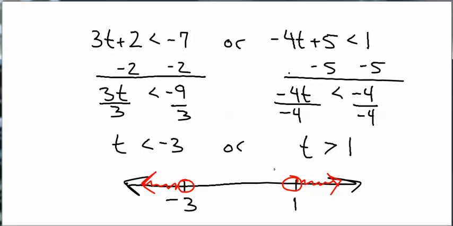Any questions? All right, page 220. Ten through 27.